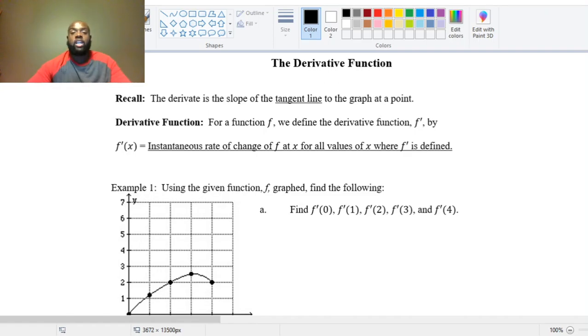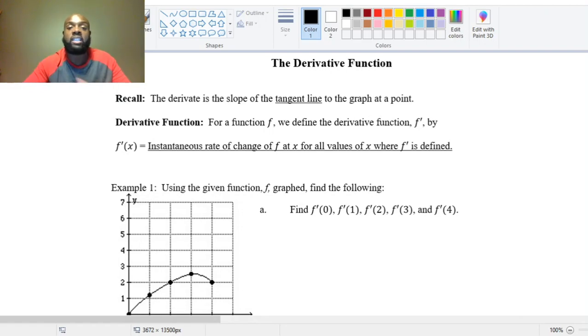In this video, we're going to talk about the derivative function. Remember that we've already talked about the derivative at a point. The derivative at a point was considered the instantaneous rate of change. We also said that the derivative at a point was the slope of the tangent line to the graph at that point, right? Instantaneous rate of change, the slope of that curve, the slope of that tangent line.